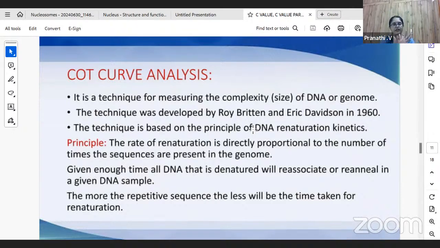So if you have the time, then the DNA is denatured. Then again, annealing or reassociation is going to take place in a given DNA sample. So if the same sequence is repeated more times, that will take less time for renaturation because it knows where it has to go and get attached, or get renatured, or annealed, the formation.